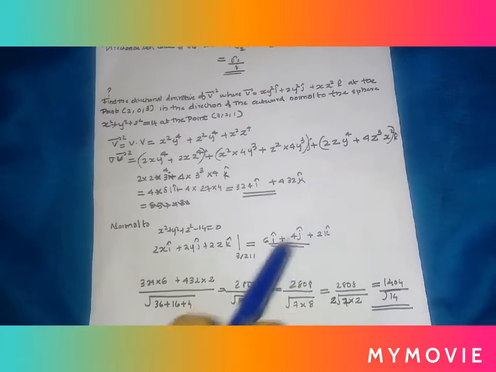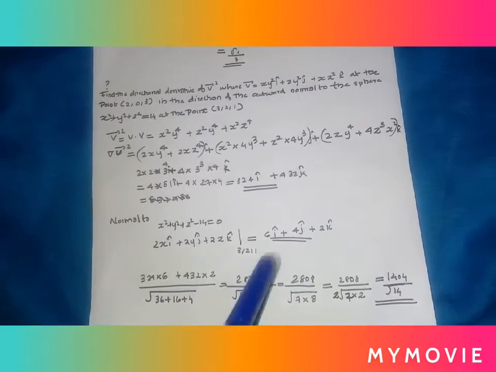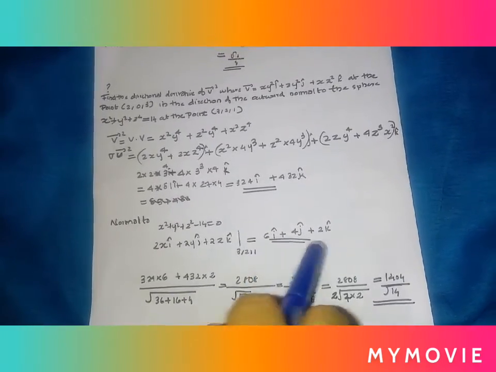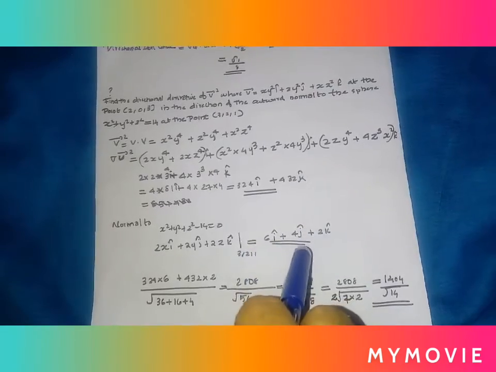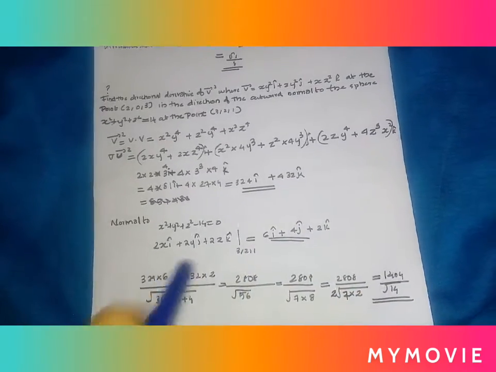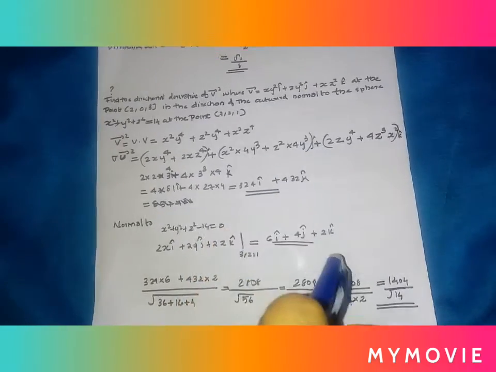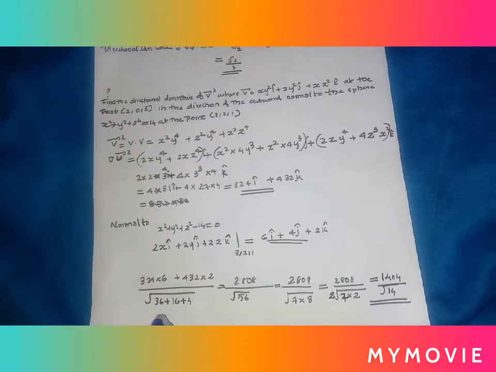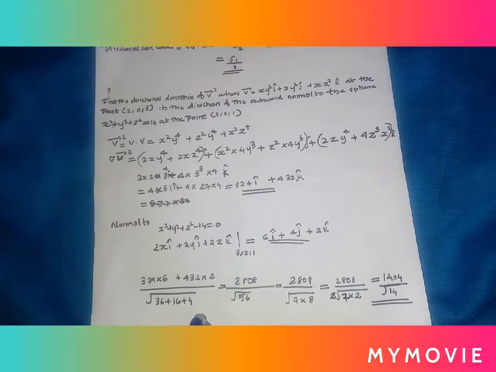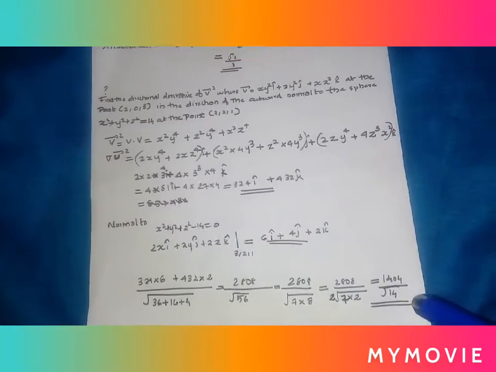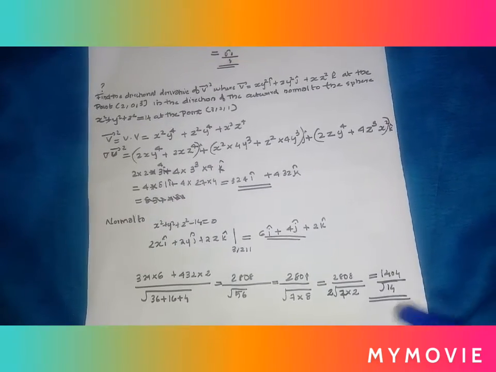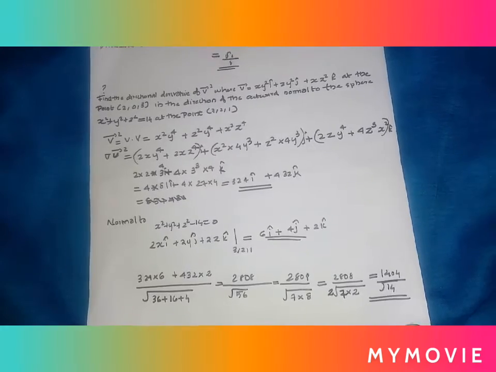So to find the unit vector, we divide by the square root of the sum of squares of coefficients, that is 36 plus 16 plus 4. Here the dot product is 24 into 6 plus 432 into 2, divided by the square root of 36 plus 16 plus 4. We get 1404 divided by the square root of 14 as the answer.